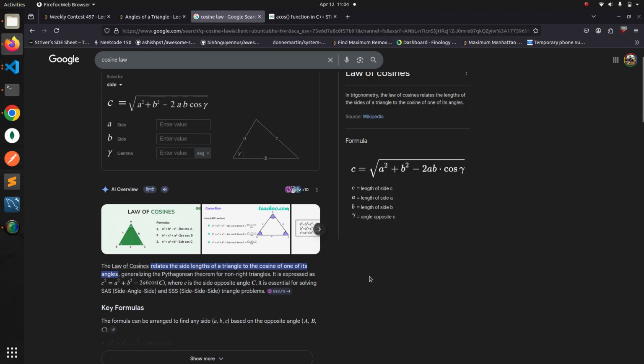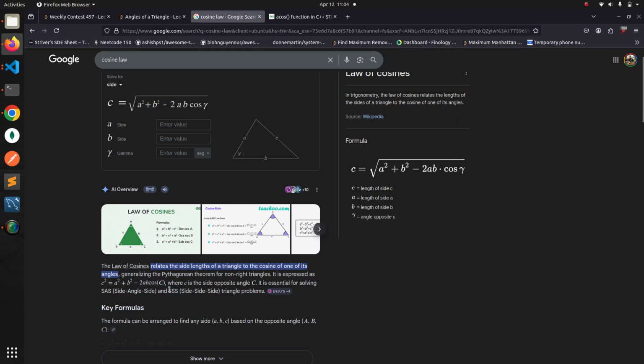So for example, let's see this equation here. C is the angle opposite to the side c. If we transfer the minus 2ab cos C to the left and c square to the right, we get the equation 2ab cos C equals a square plus b square minus c square. If we also move the 2ab to the denominator, we get cos C equals a square plus b square minus c square divided by 2ab. So this is how we find cos C.